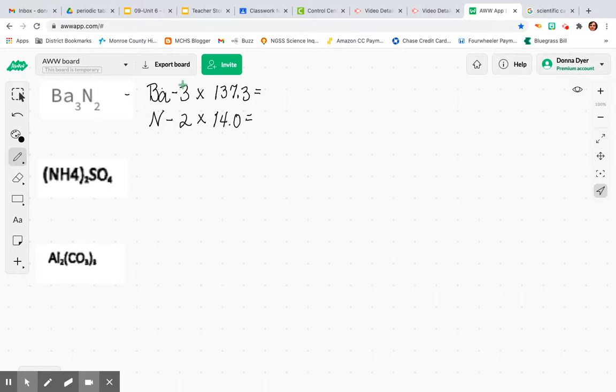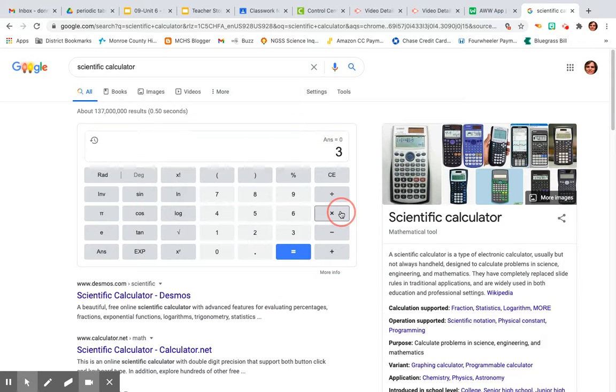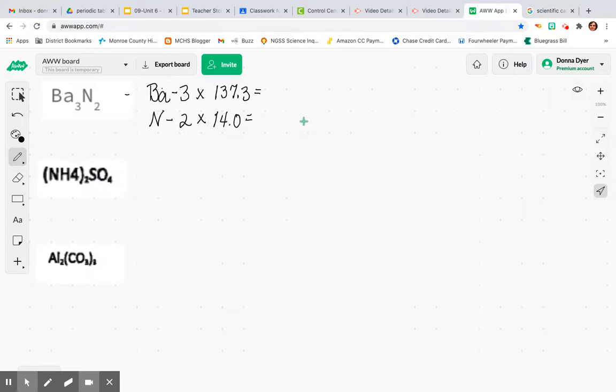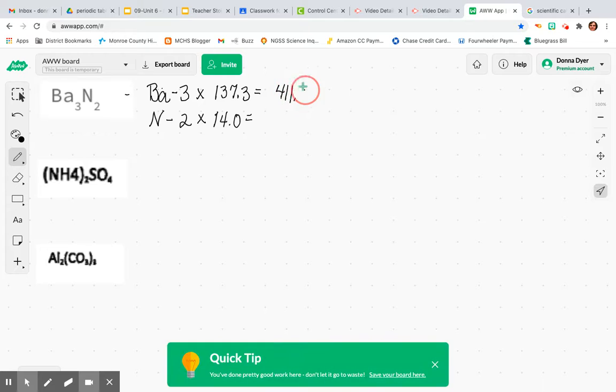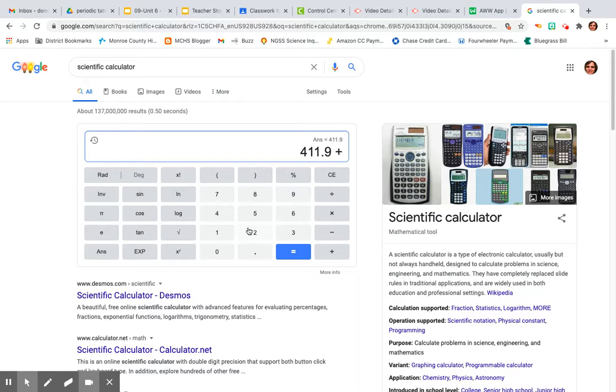And then I'm going to multiply 3 times 137.3. 3 times 137.3 is 411.9. So for barium, it's 411.9. Now for nitrogen, 2 times 14.0, I can do that in my head, it's 28.0. Then we're going to add these together. So I'm going to take the 411.9 and add 28.0 to it. And that gives me 439.9.